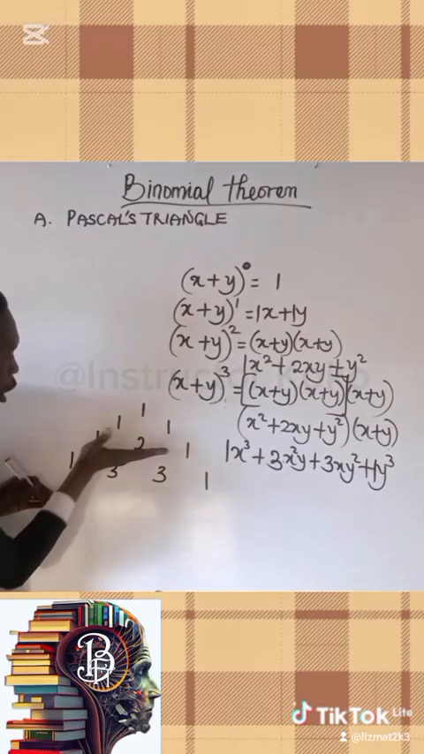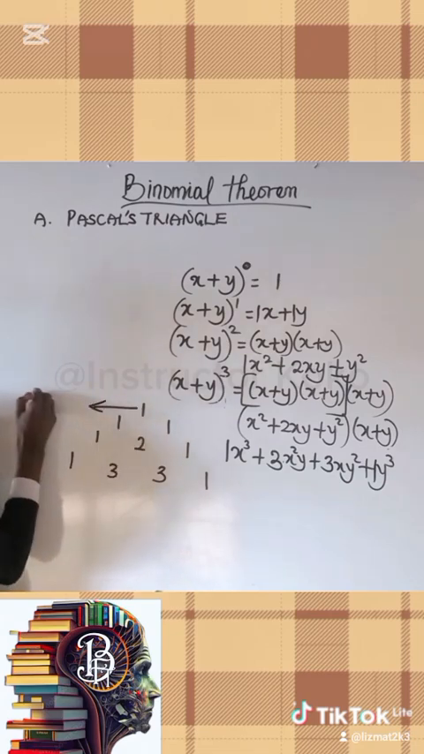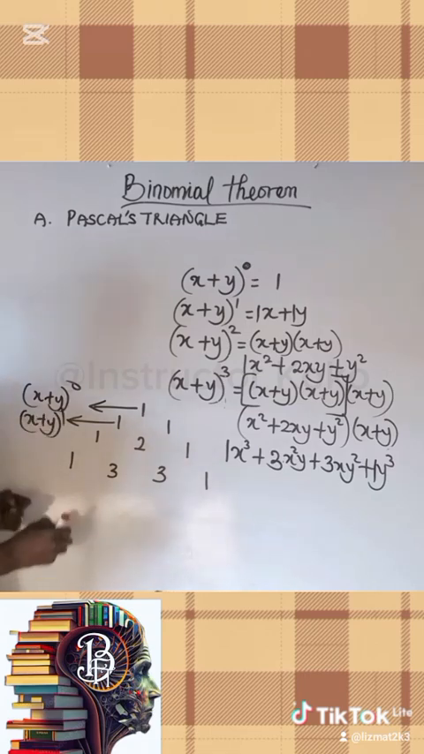How do I mean? Now, each of the rows here corresponds to a power. This is for x plus y raised to power 0. This is for what? x plus y raised to power 1, and so on and so forth.